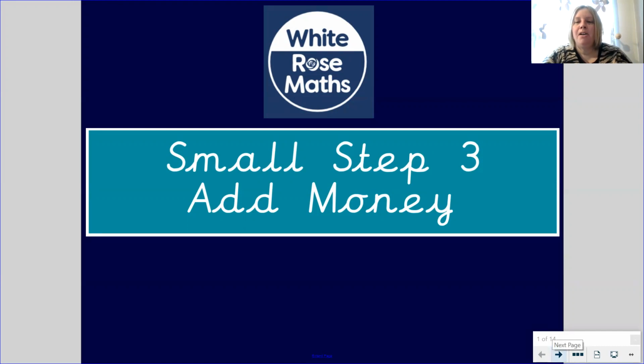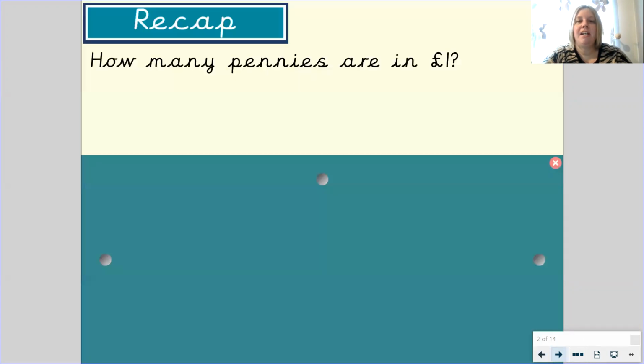We're just going to go over how we convert money, as that was something we all found a little bit challenging yesterday. Let's start by pausing the video and telling Mr. Fox how many pennies there are in £1. Pause your video and tell Mr. Fox. That's right, there are 100 pennies in £1.